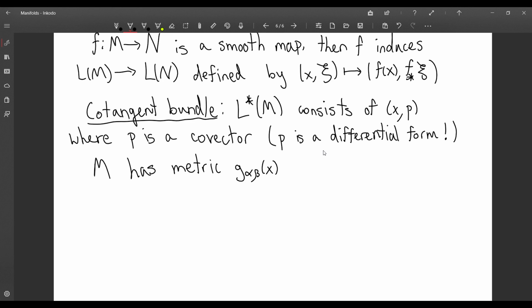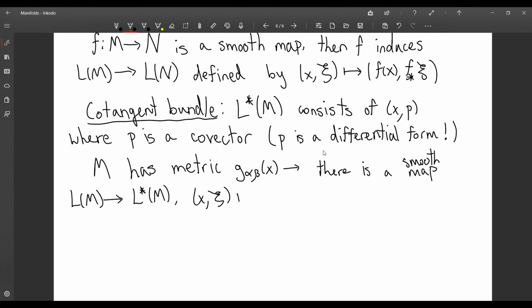Then there is a smooth map from the tangent bundle to the cotangent bundle, where we send the pair x and psi to x and g alpha beta of x acting on psi, right?